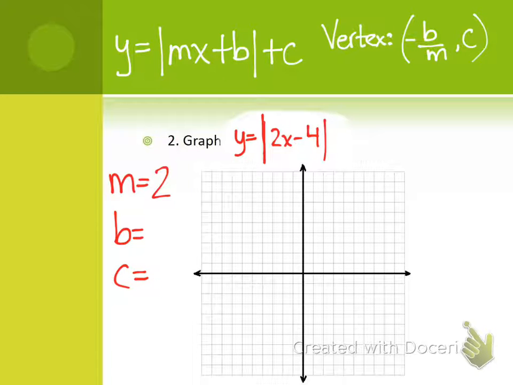Jacob, what is my B? -4. Very good. We did not see that on the first one. If we are subtracting 4 in the absolute value bars, then that means our B is a -4. Finally, Quinshawn, what is C? 0. 0 again. There's nothing being added or subtracted on the end.